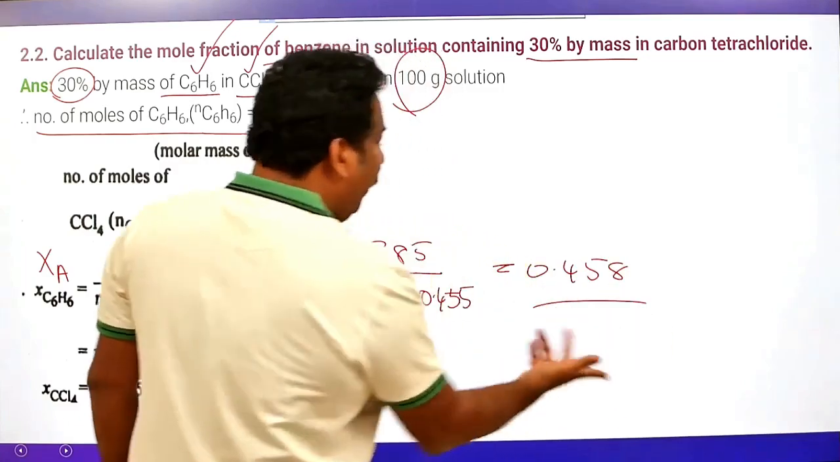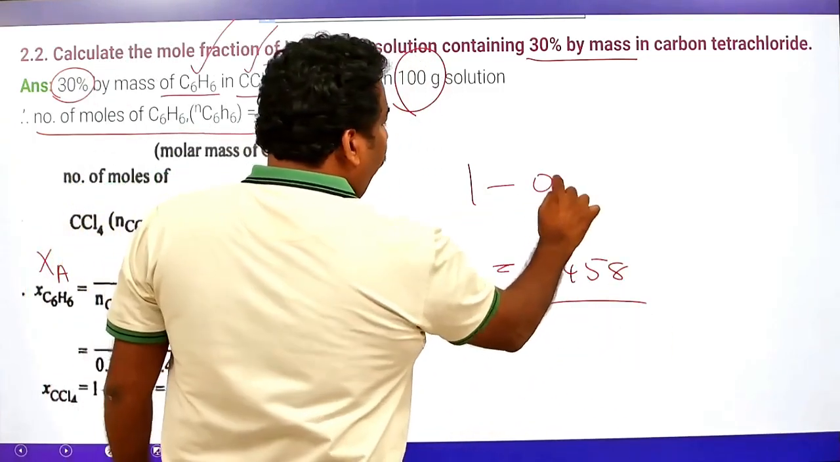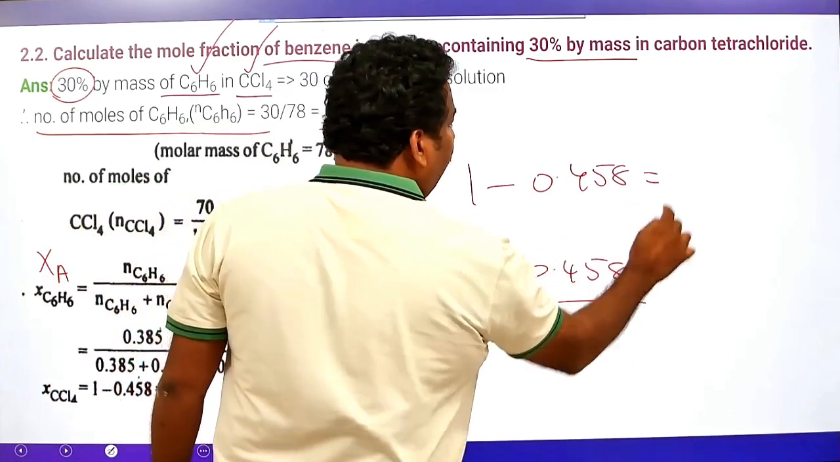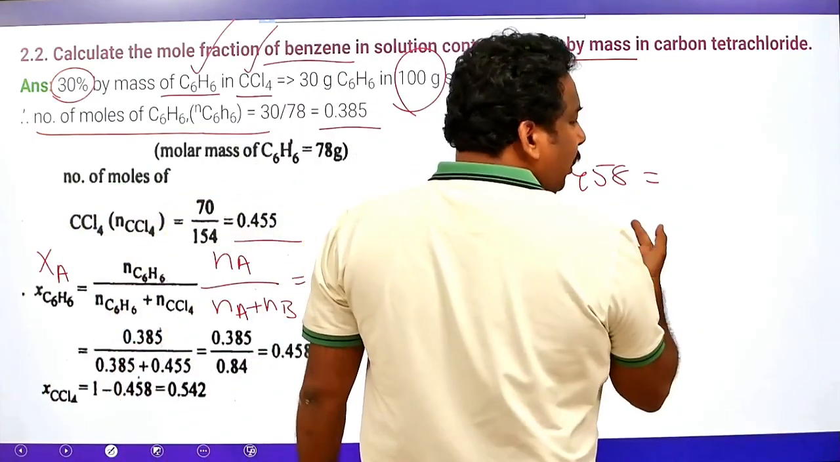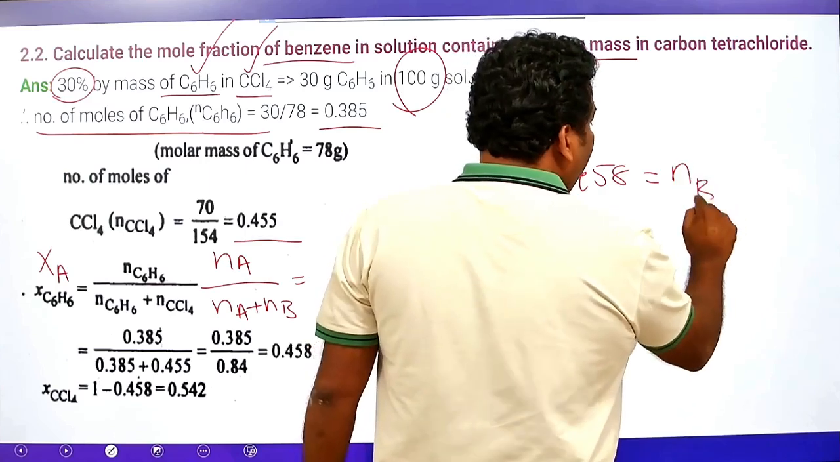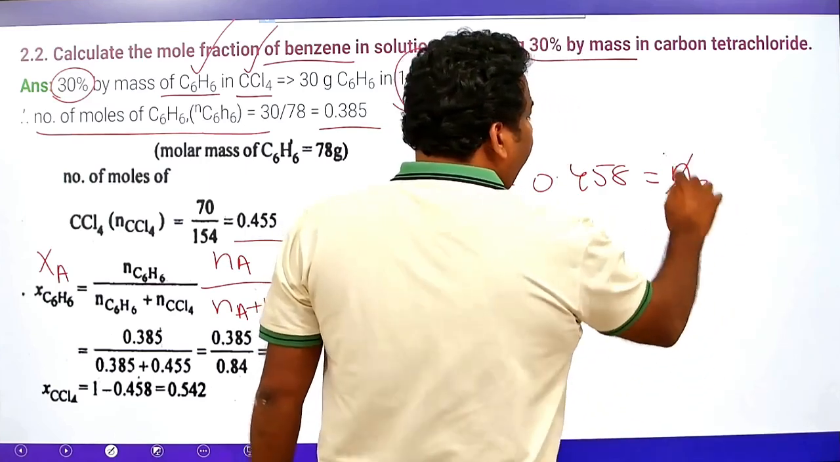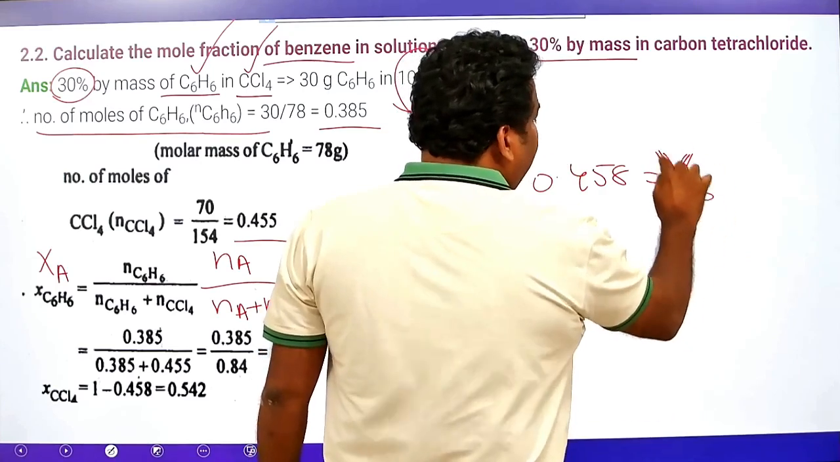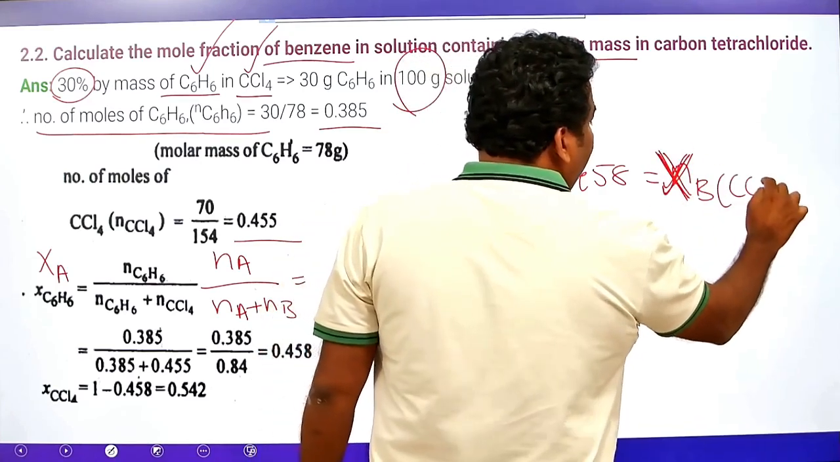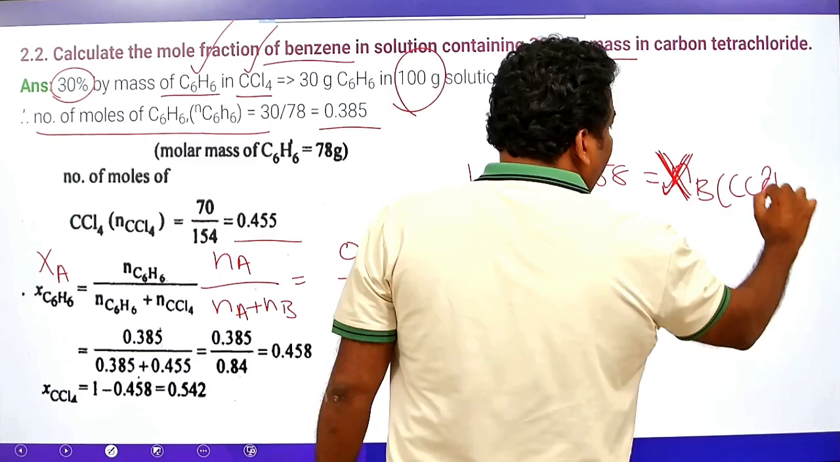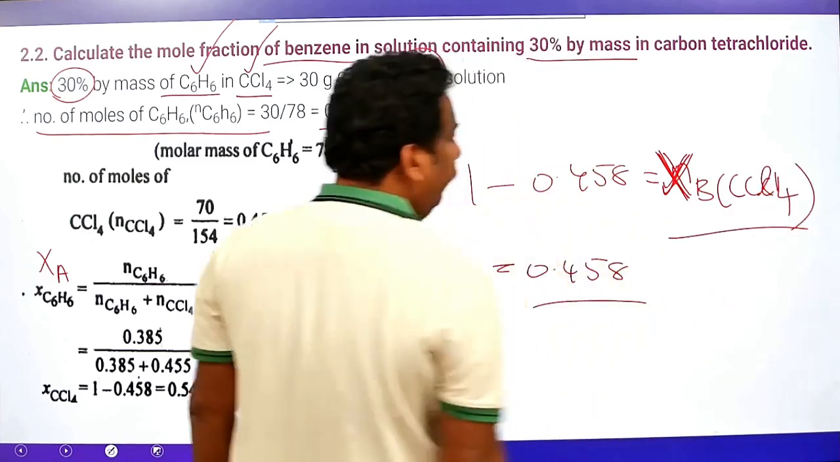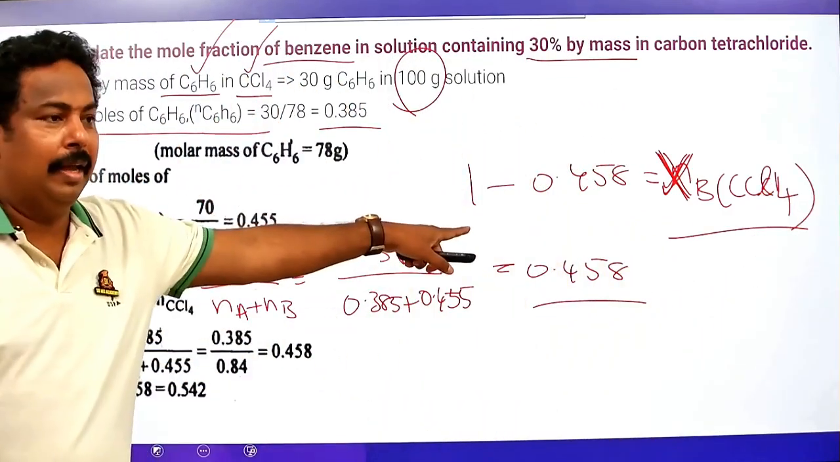0.458. Obviously, 1 minus 0.458, what will you get? What is this? Mole fraction of carbon tetrachloride. Because this is unity, Xa plus Xb.